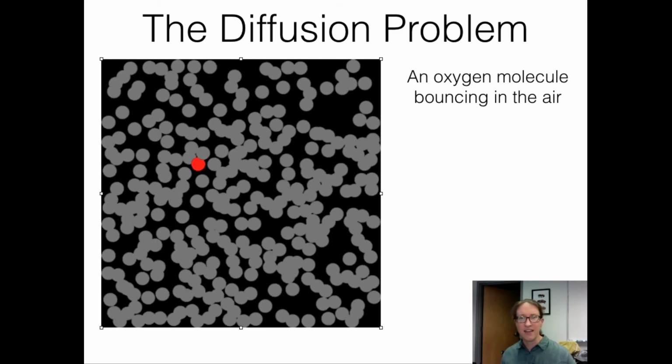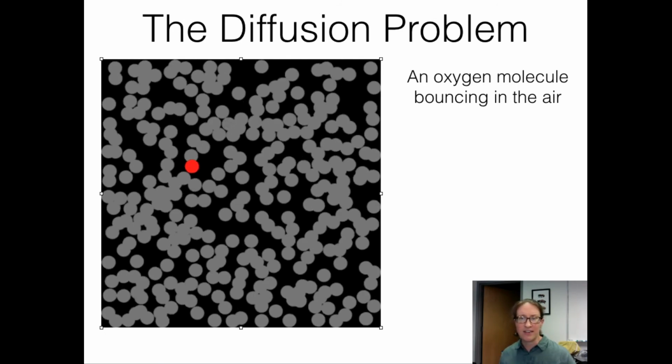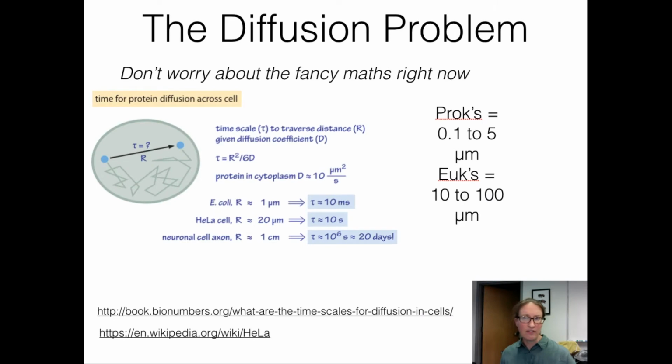And based on this understanding, biologists have done some rough calculations to estimate how long it would take for a substance, so in this case, I'm going to highlight a protein, to travel across the cell if that substance's movement only depends on diffusion. So here's an equation that can be used to calculate that.